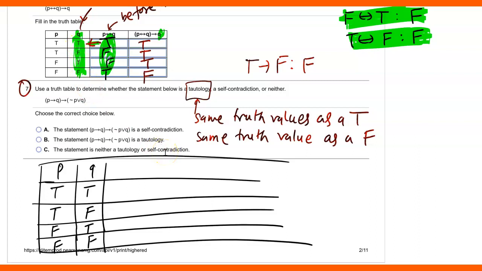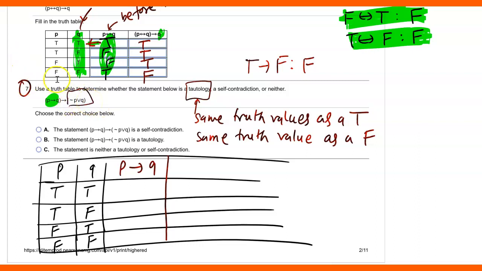Now, the next column must be this one, because I'm trying to find the truth value, or truth table, of the whole thing. To find the truth table of the whole thing, I have to find the before-arrow truth value. Therefore, I'm looking for the truth value of P right arrow Q. This one. Now I have to find the truth value of this one on the after-arrow side.